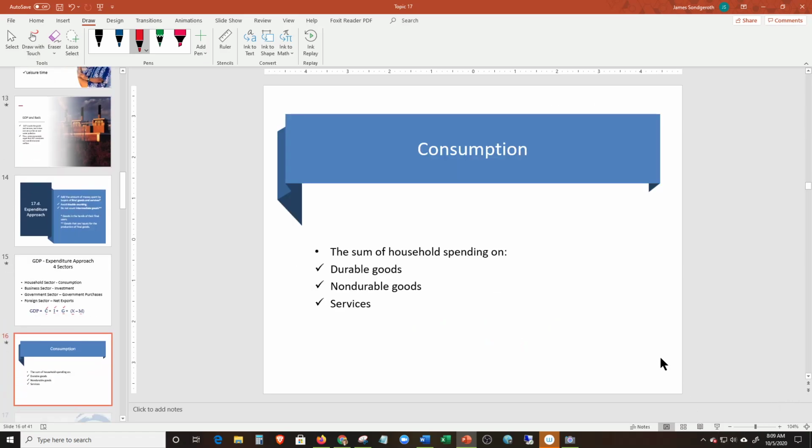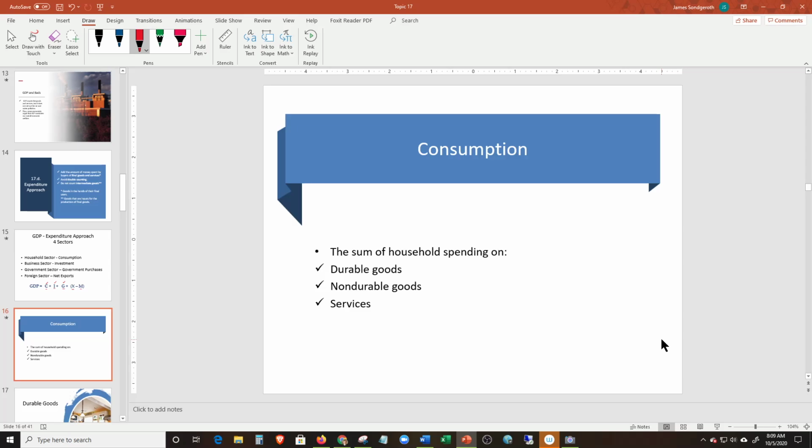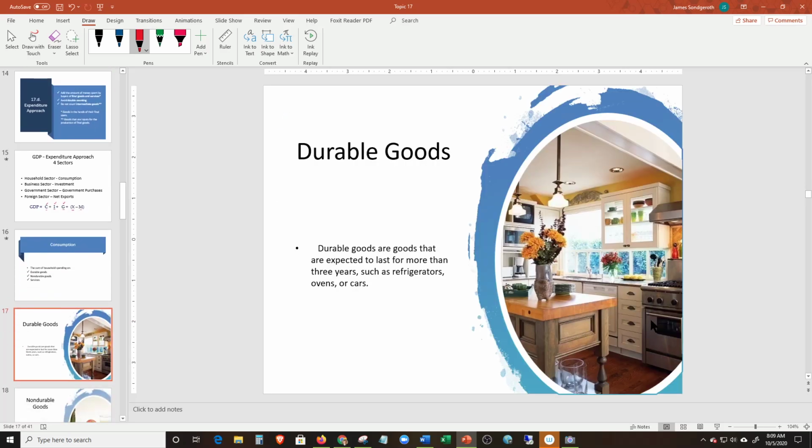And let's see, run through these. So consumption would include durable goods, non-durable goods, and services. Let's quickly go through these. Durable goods are things that are expected to last more than 3 years. It's a general rule, such as refrigerators, ovens, or cars.